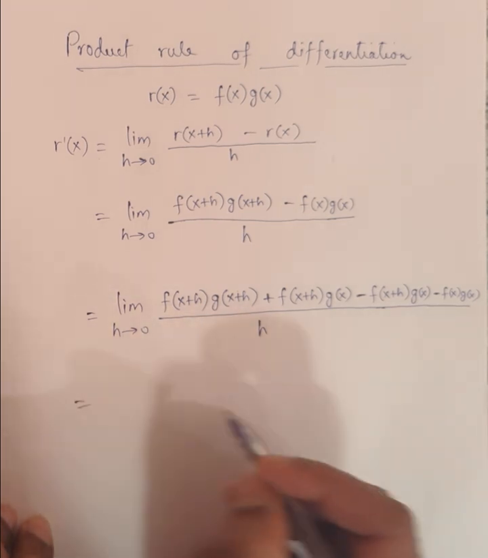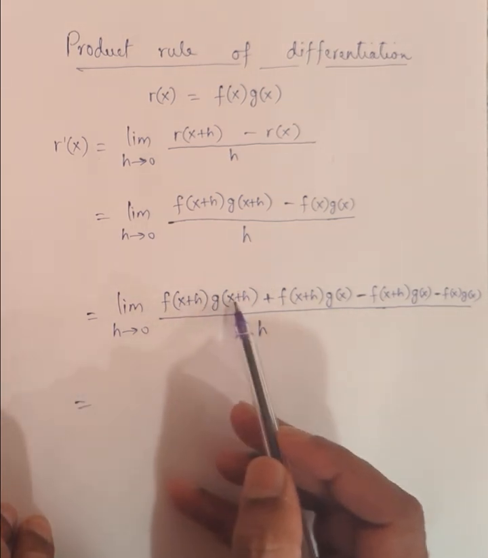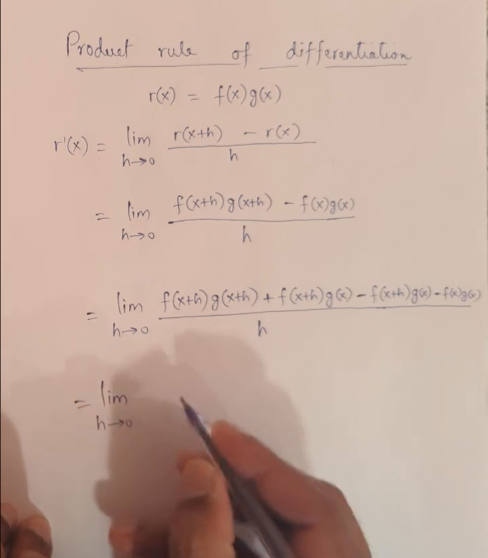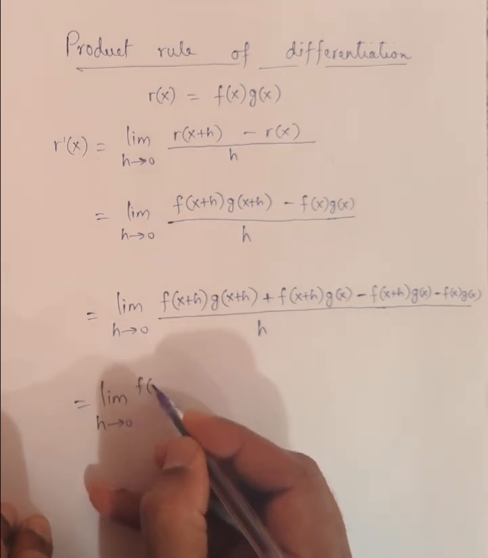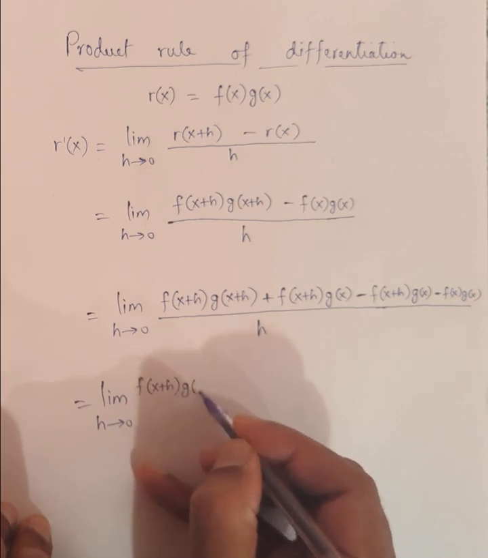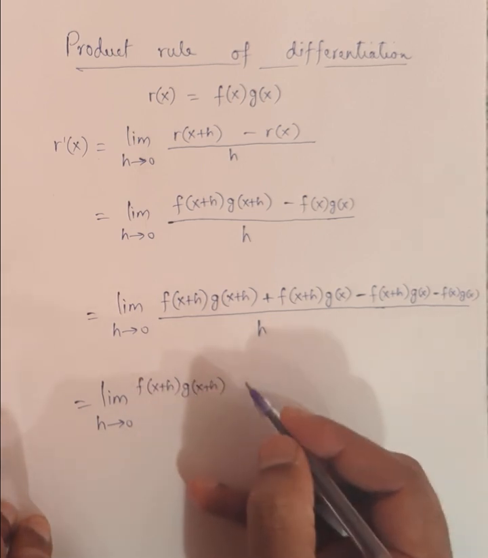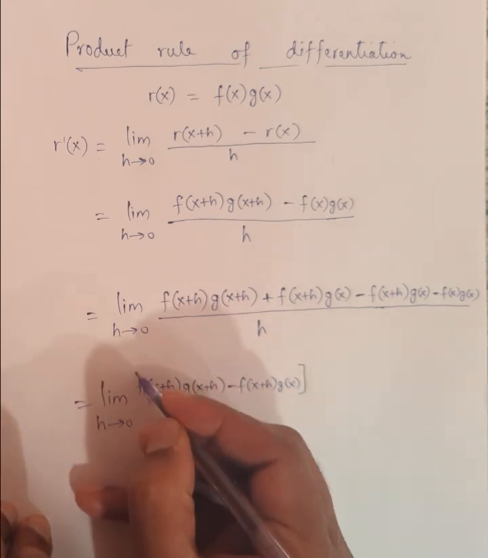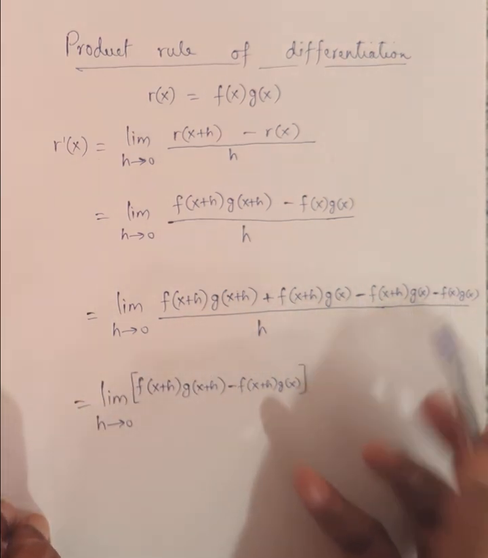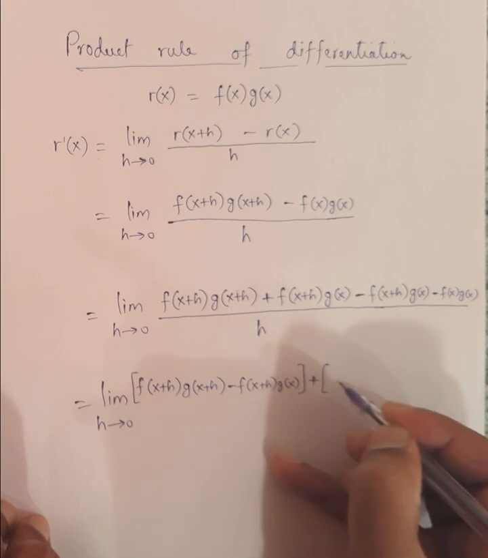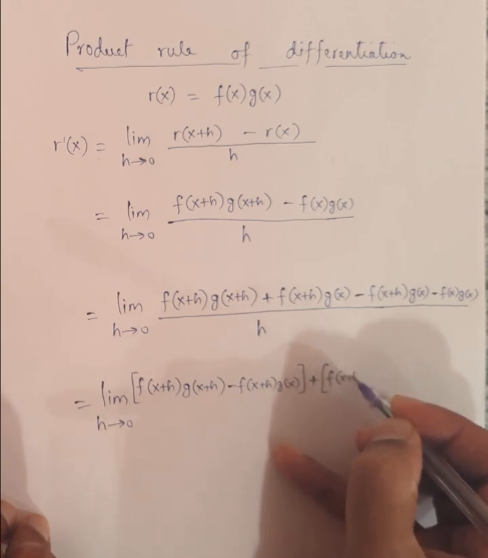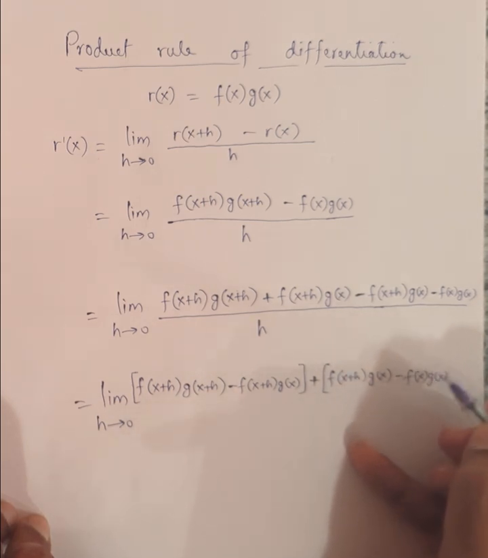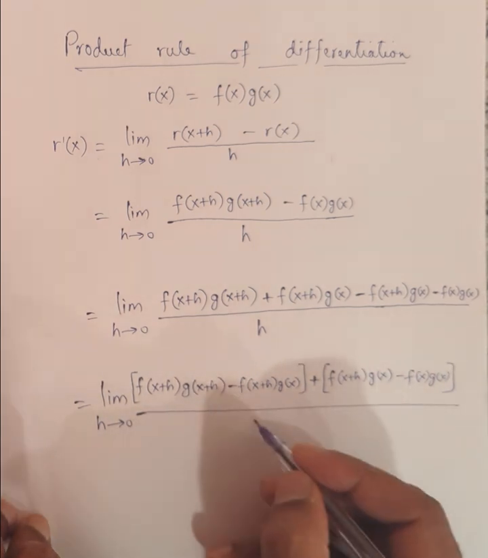So that has gone a little bit longer. But now what we want to do is pair the first and the third term. So let's rewrite the numerator. Limit h approaches 0 of f of x plus h, g of x plus h minus f of x plus h, g of x. So let's put these two together, and then the second and the fourth term, we want to write them together: f of x plus h, g of x minus f of x, g of x, divided by h.